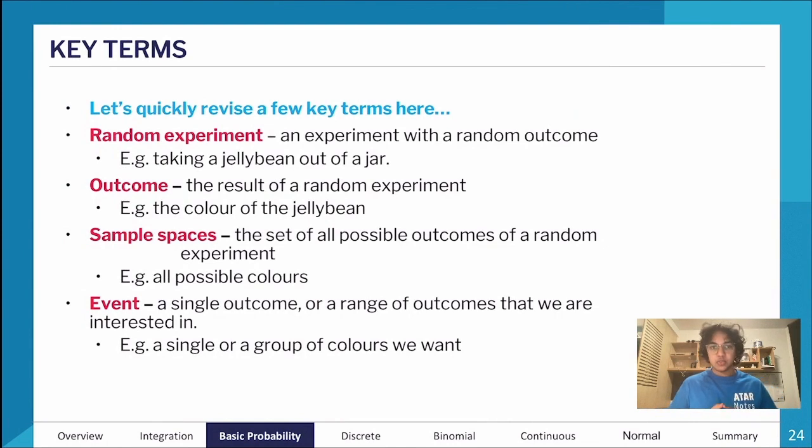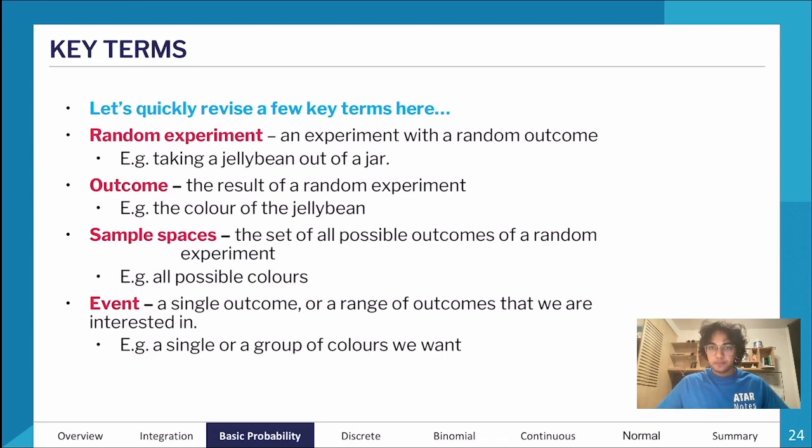Okay, let's revise some key terms for probability. I'm sure you guys would have seen these terms before, but I think it's a good idea to recap them before diving into 3-4 probability. So a random experiment is an experiment with a random outcome. Let's say you have a bag of socks, with 20 different types of socks in 20 different colors. You just put your hand in, you're not looking, you're digging around, pulling out a sock. That's entirely random, right? An outcome is the result of a random experiment, the color of the sock, or in this case, the color of the jelly bean.